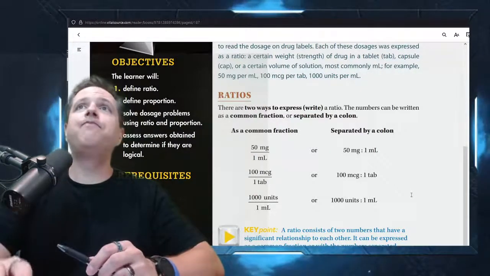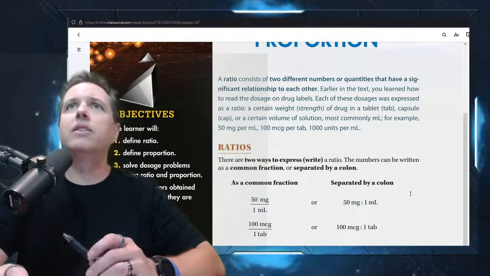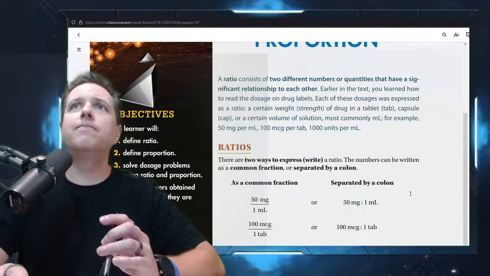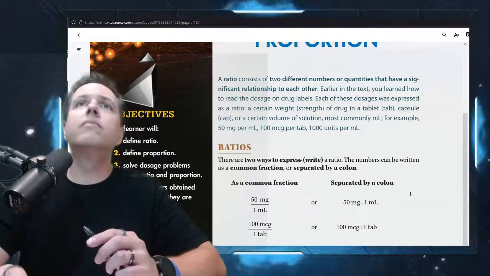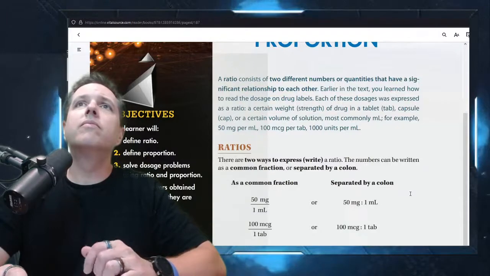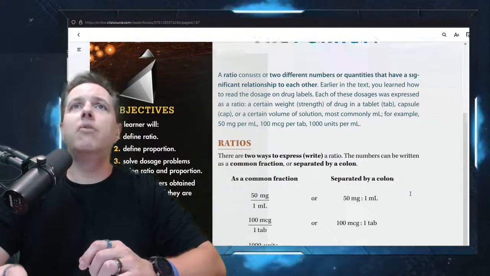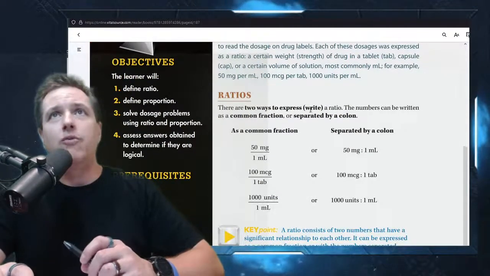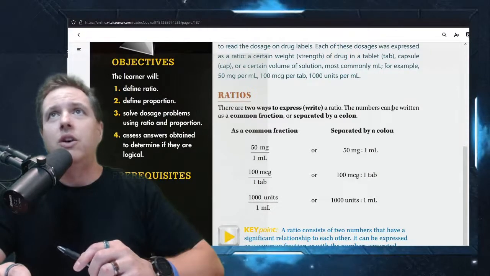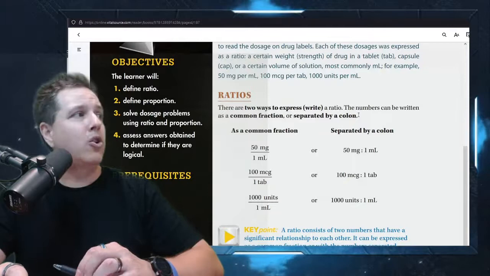Okay, so let me double check if I said everything. Yeah, right. Okay. So there are two different ways to express a ratio. The numbers can be written as a common fraction or separated by a colon.